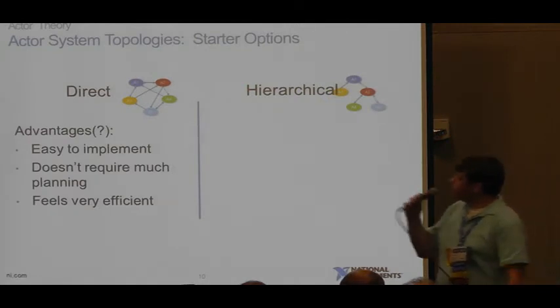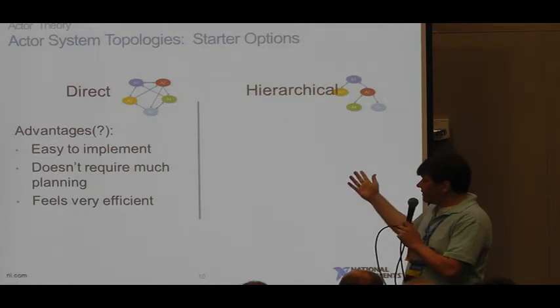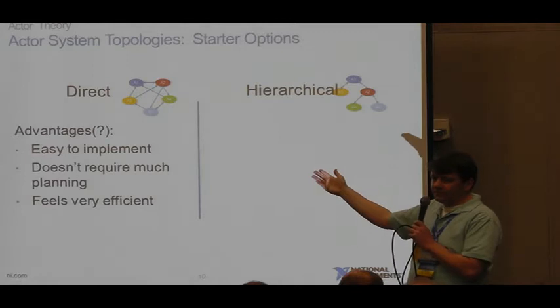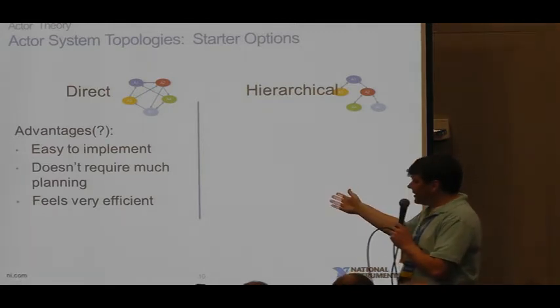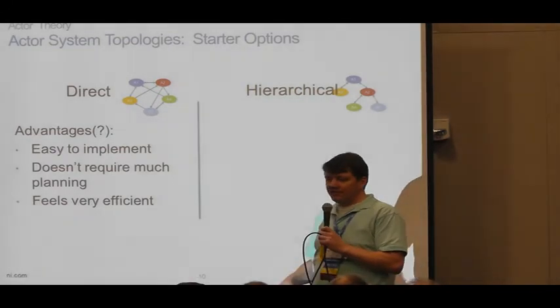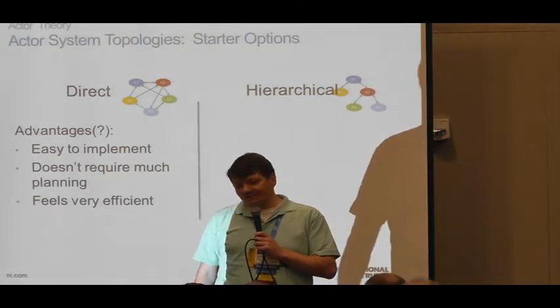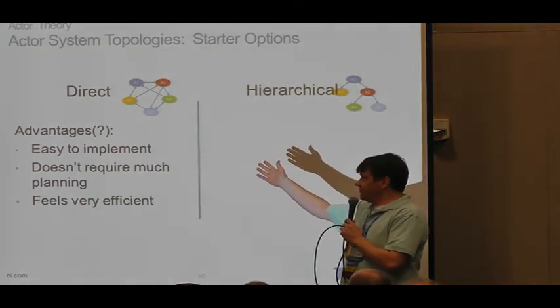Okay, so there are obviously trade-offs, as in all things. Direct messaging is very easy to implement. You just add an actor and you start sending messages to other things. It doesn't require much planning, and it feels very efficient because you're moving along, you're making progress, you're writing code and you're integrating it into your system. I put a big question mark next to advantages.